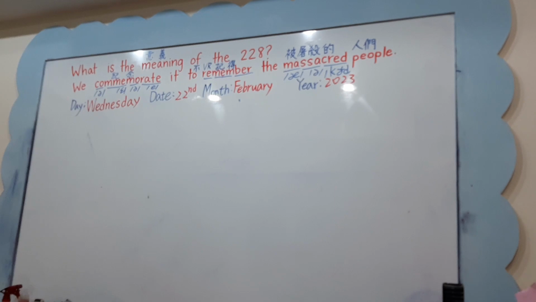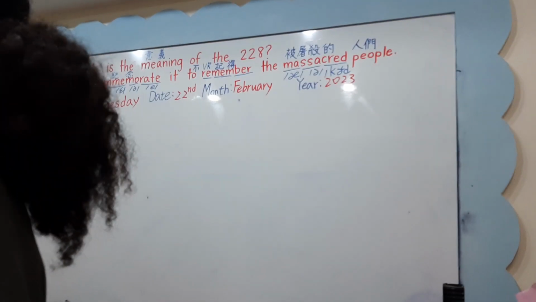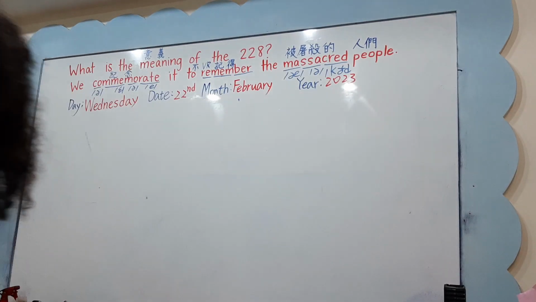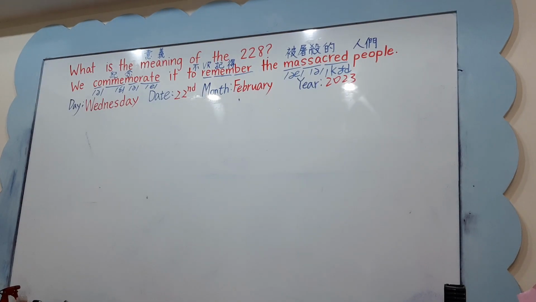One very old poem is this. Roses are red, violets are blue, sugar is sweet, and so are you.